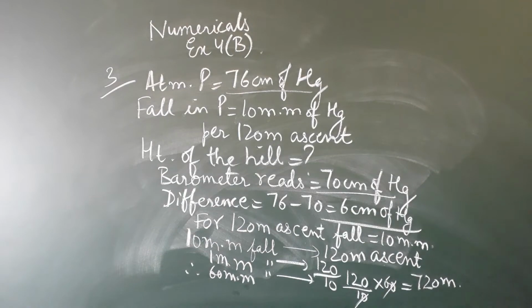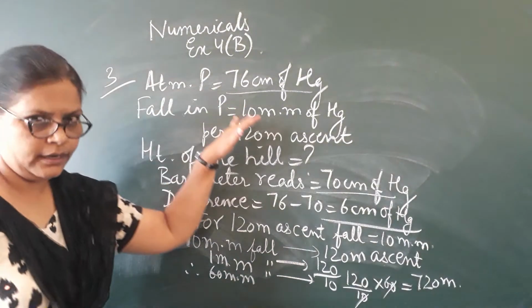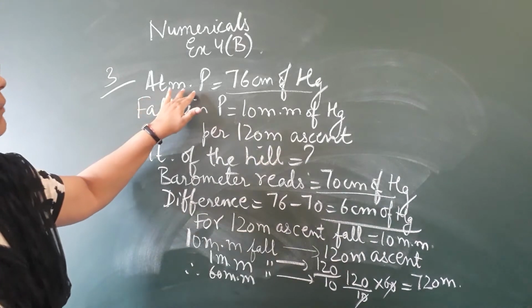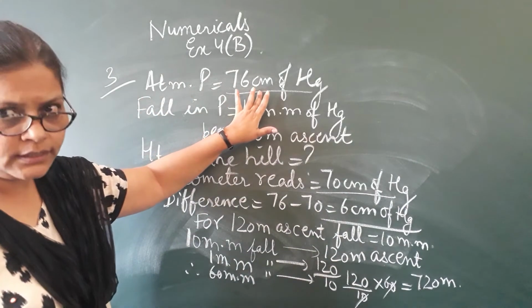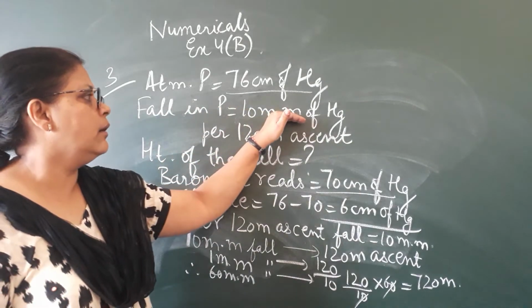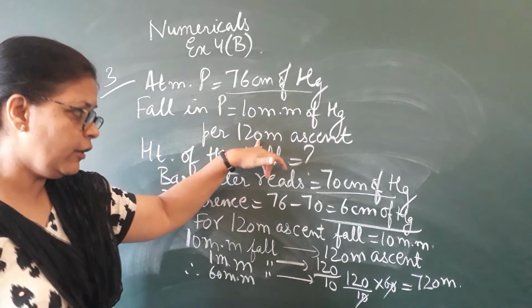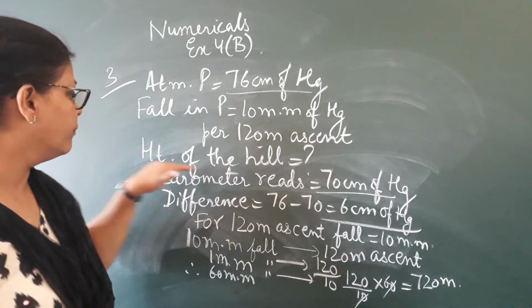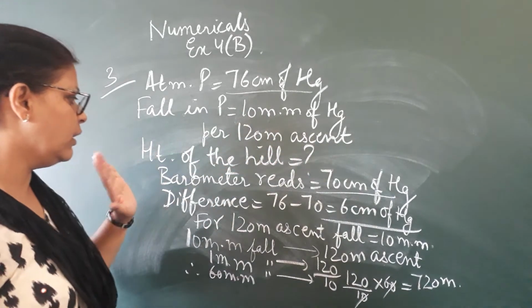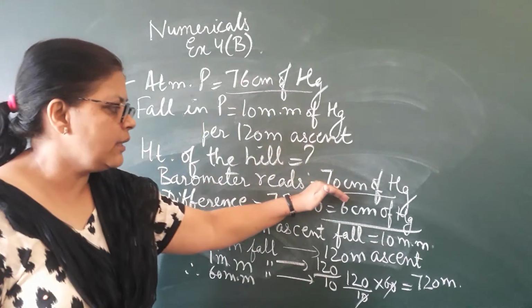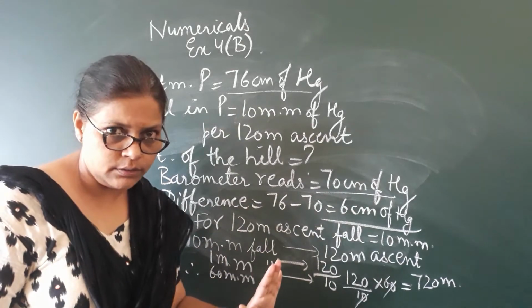Okay? Just have a look at this particular question, children. Again, I'll do it for you. I'll speak out the question again. It has been given that the normal atmospheric pressure is 76 centimeters. For every 120 meters ascent, there is a fall of 10 mm. This has been given to you. You are supposed to find the height of the hill if the reading is now 70. Initially it was 76, now it is 70, so the difference is 6 centimeters.